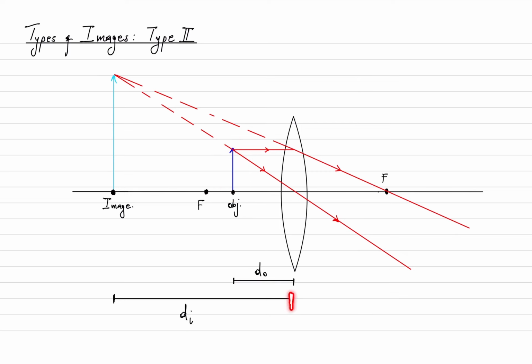And because the image is located on the same side as the object, we think of this being negative. So dI is going to be negative. dI is positive when the image and the object are not on the same side, but it's negative when they're on the same side.